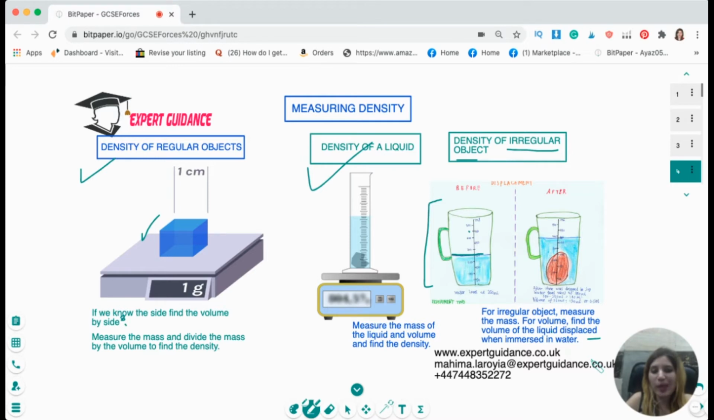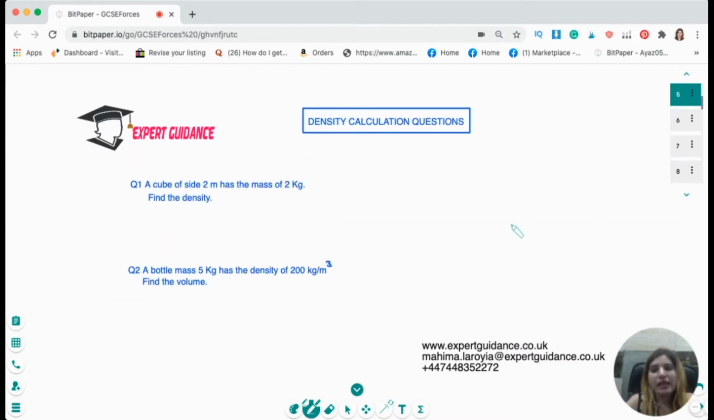Okay, so these are the three ways of measuring the densities of a solid, of a liquid, and of an irregular object. Now, let's do some practice questions on the density calculation. In the first question, it says there's a cube of size 2 meters, mass 2 kgs, find the density. In the second one, they have given you the mass and the density and ask you to find the volume. In all these, take care of the units. Pause the video, have a go at these questions, and you can take the help of the triangle that we have just discussed.